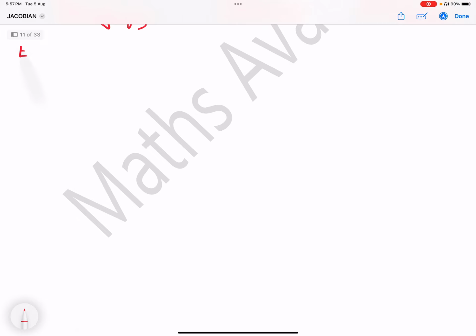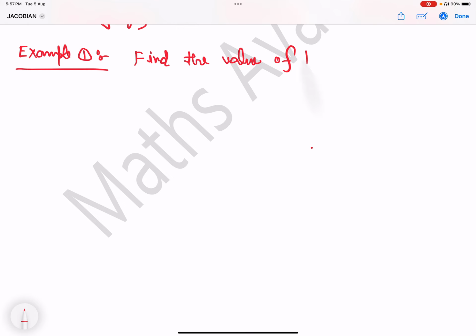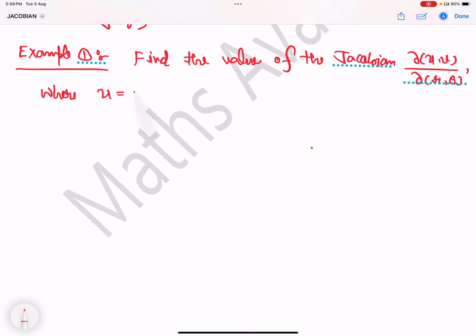So, example. Find the value of the Jacobian del(U,V) upon del(r, theta), where U is equal to x square minus y square, V is equal to 2xy, and x is equal to r cos theta and y is equal to r sin theta.